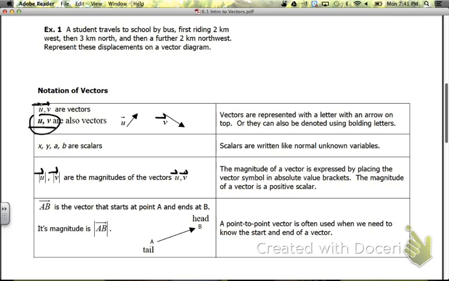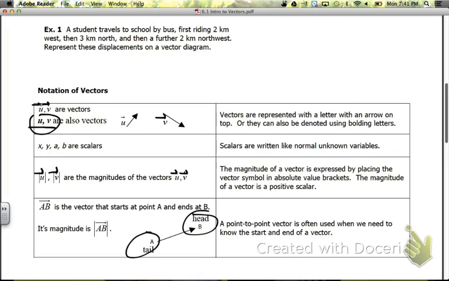And then we have the magnitudes of vectors. The magnitude of a vector is expressed by placing the vector symbol in absolute value brackets. The magnitude of a vector is a positive scalar. AB is a vector that starts at point A and ends at point B. So its magnitude is the absolute value of AB, where A is your tail and B is your head. A point-to-point vector is often used when we need to know the start and end of a vector.